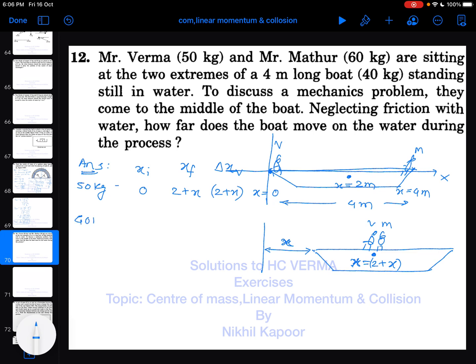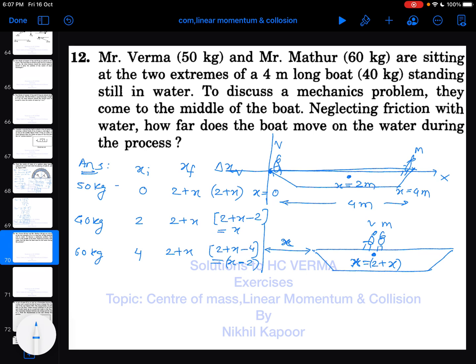Now this is the 40 kg boat. The initial x coordinate of the 40 kg boat is x equal to 2. The final x coordinate is x plus 2. So the displacement of the boat will be final position minus initial position, that comes out to be x. Then 60 kg Mr. Mathur. The initial x coordinate of Mr. Mathur is x equal to 4 and the final x coordinate is 2 plus x. So the displacement will be final x coordinate minus initial x coordinate, which comes out to be x minus 2.